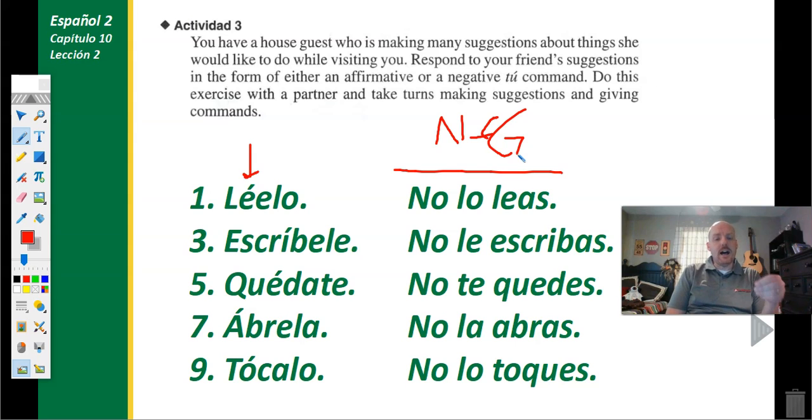Número 7, ábrela, open it. And then the negative would be no la abras. Don't open it. Número 9, tócalo. Play it. Play the piano. Tócalo. And then the negative would be no lo toques. Don't play it. And remember, I hope you caught this, but we had to change the C to a QU here to keep the k sound of the infinitive. No lo toques.